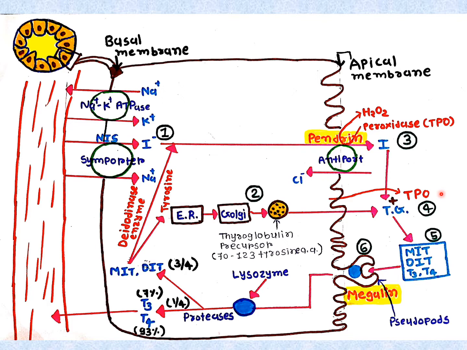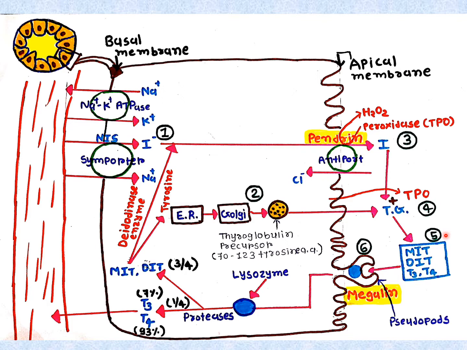Now this thyroglobulin attached with the iodine is stored in the lumen, and that is basically a colloid. So colloid is nothing but thyroglobulin attached with the iodine. Now the next step is the coupling reaction. Coupling means 1 plus 1, 1 plus 2, that is coupling.